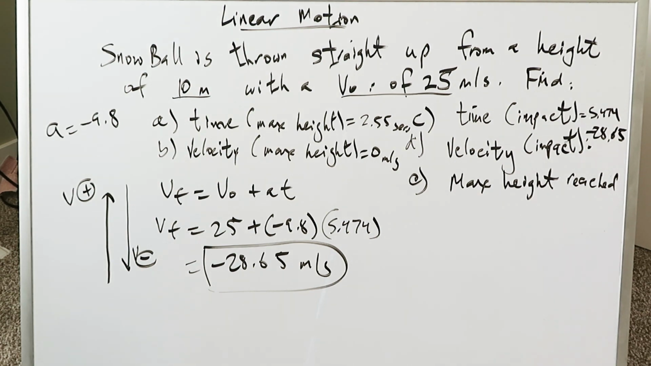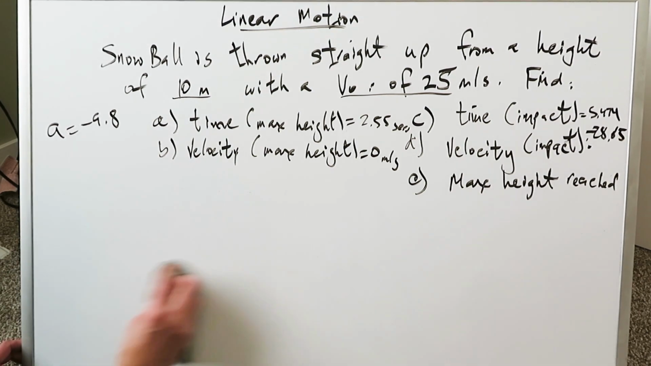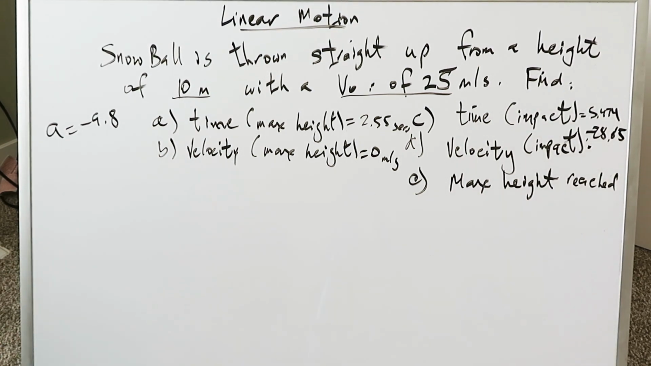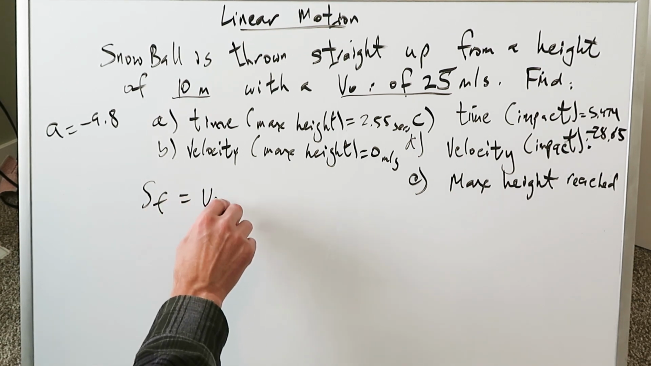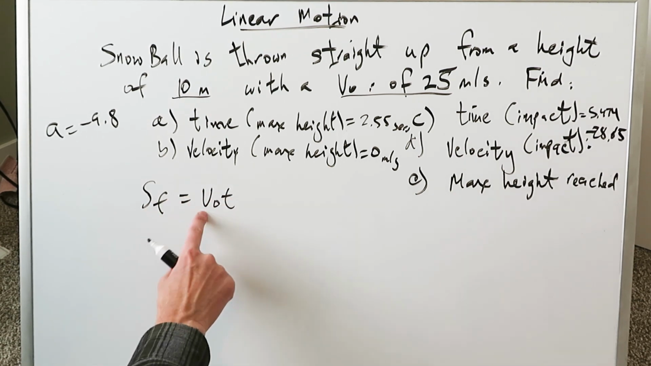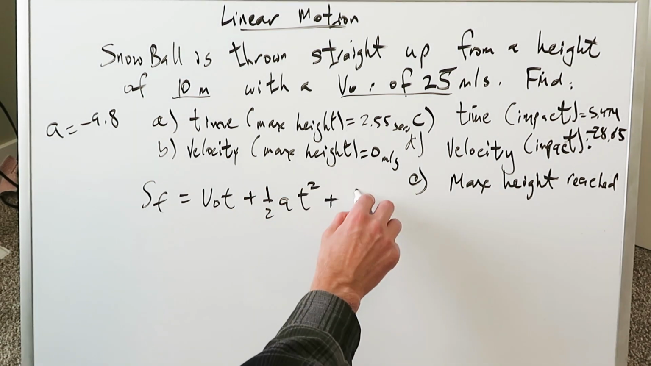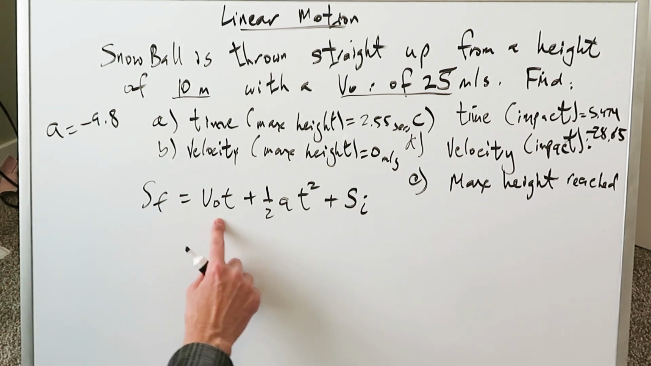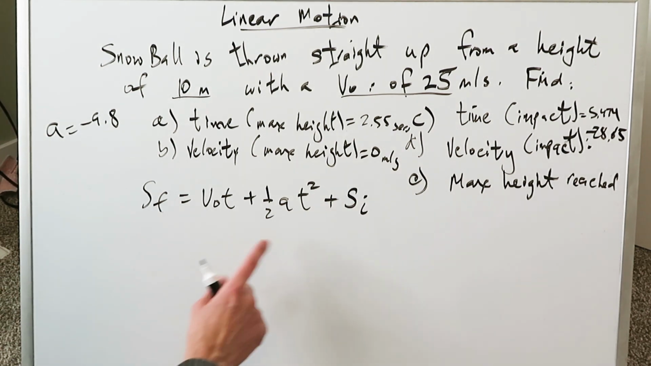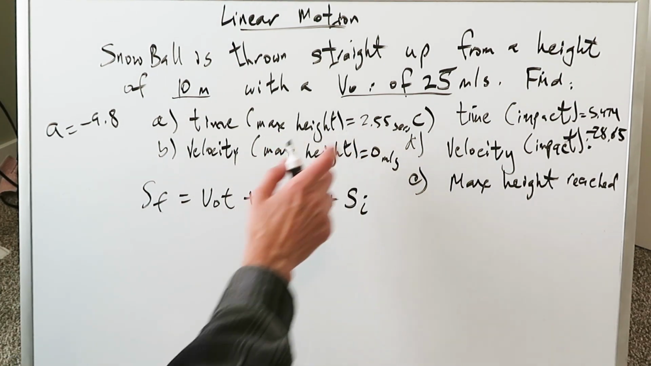We have that value done. Now all we have to do is part E, and then we're done. We have to find out the maximum height reached. And how would you do that? You would go back to your original position function. Final position is equal to your initial velocity times time plus half at squared plus your initial position. And you're going to solve for this. But what will we put here in terms of our time? Since we're trying to find the maximum height reached, we're going to use the time of maximum height, 2.55.